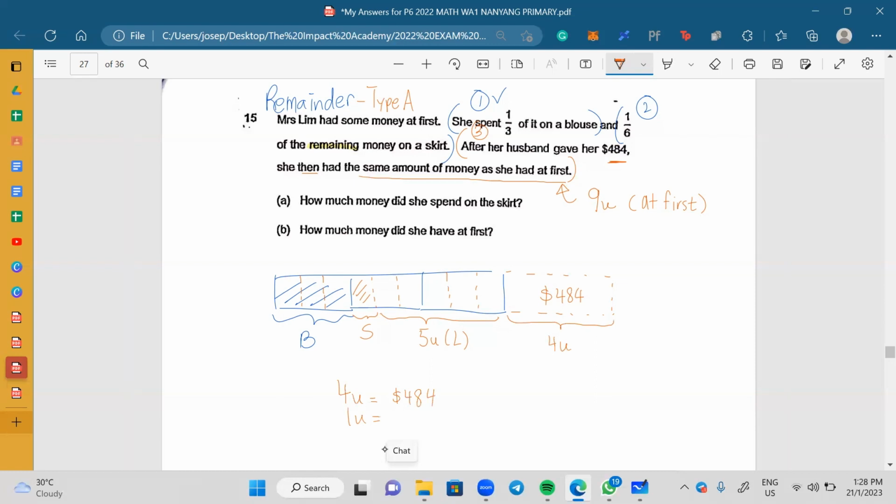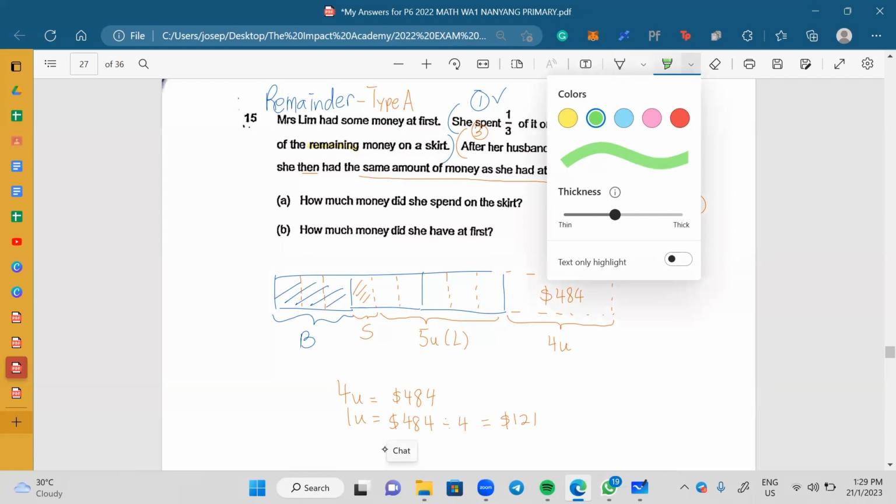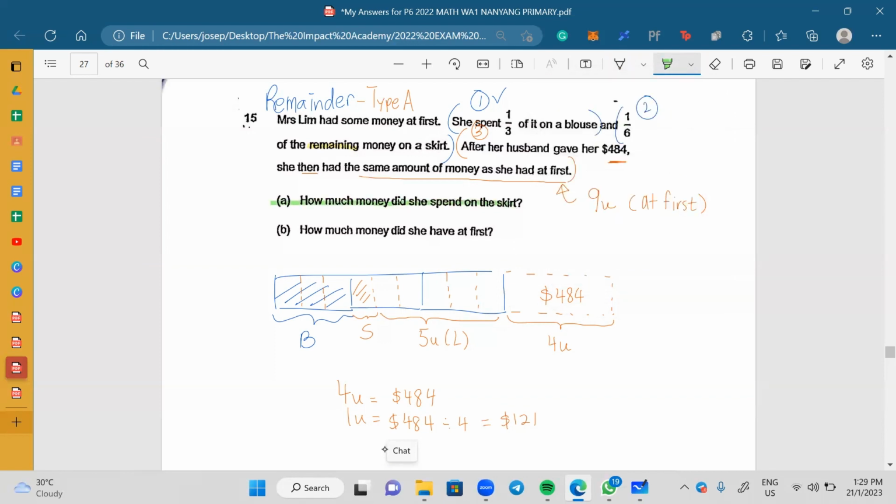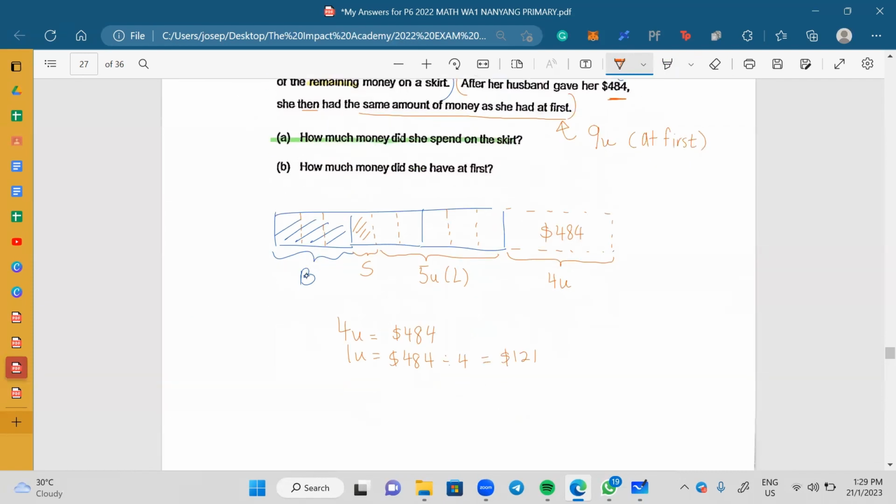Once I have my 1 unit, I can read the question. So 484 divided by 4. You all understand what I'm saying? So 484 divided by 4, I get 121. Now, once I have Mr. Greenman, I read the question. I'm just going to highlight the question in green to remind you that I need Mr. Greenman first, then I can read the question. How much money did she spend on the skirt? I got my answer already, guys.